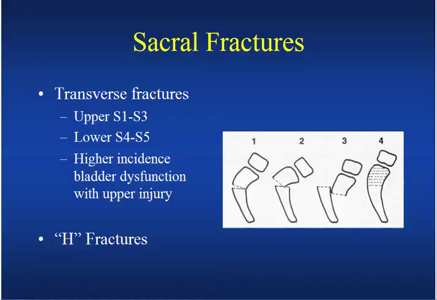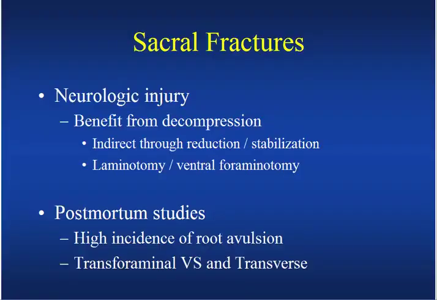Transverse fractures of the sacrum occur in the upper sacral segments or in the lower sacral segments. If they're in the upper portion of the sacrum, again, you have a higher incidence of bladder dysfunction, and the H fractures are particularly unstable and require surgical stabilization, typically stabilizing the sacrum to the lower lumbar spine. Neurologic injury in sacral fractures: the outcome has been shown to be improved with decompression. You can do it indirectly through reduction and stabilization of the sacral fracture, or you can do it on direct visualization through laminotomy and ventral foraminotomy.